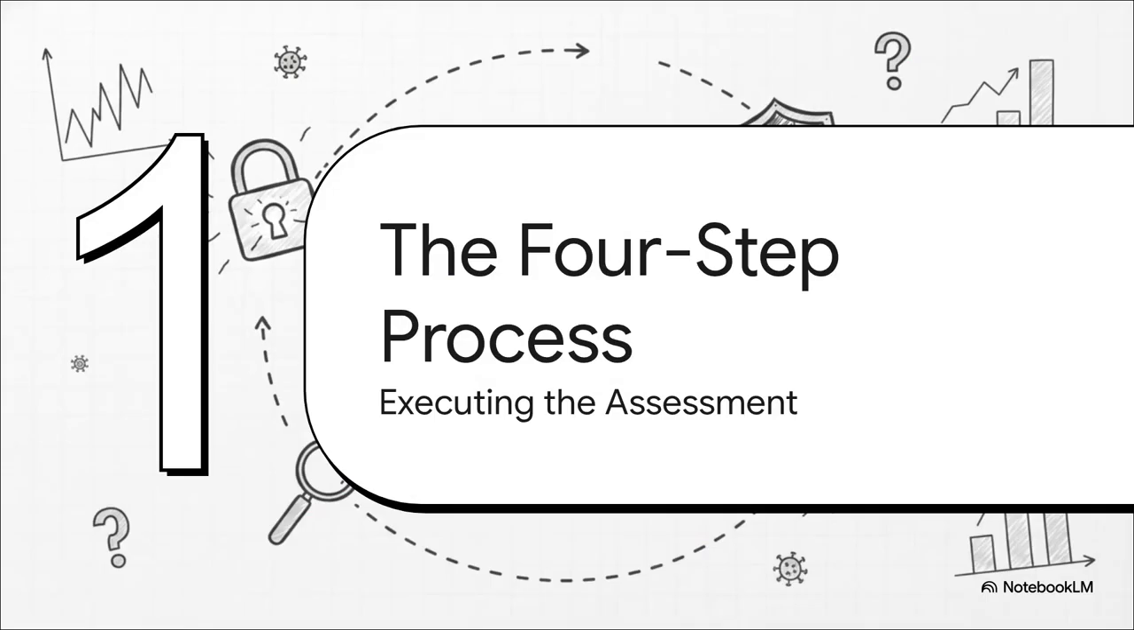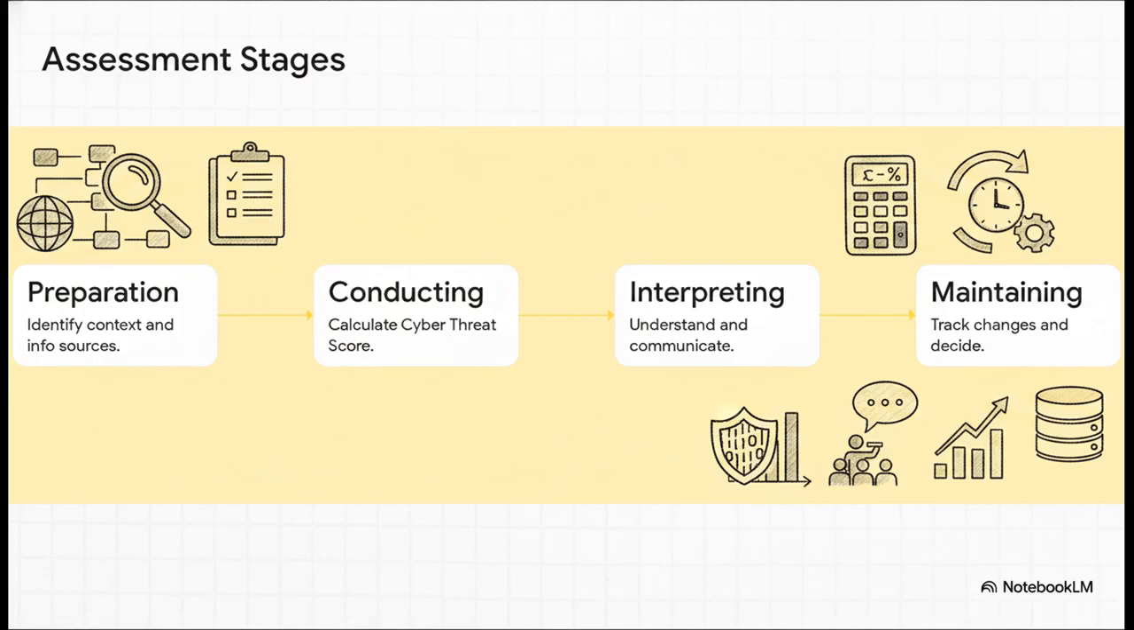All right, Section 4, the four-step process for executing this assessment. The whole methodology breaks down into 4 sequential stages. First up is preparation, where you define your scope and identify your data sources. Second is conducting, where the actual classification and mathematical scoring happens. Third is interpreting, where you translate that score into something you can use for executive briefings. And finally, maintaining, where you continuously run the assessment over time to track your trends.